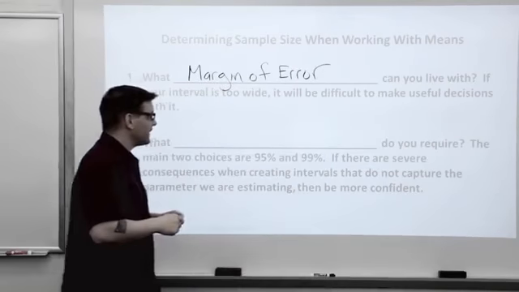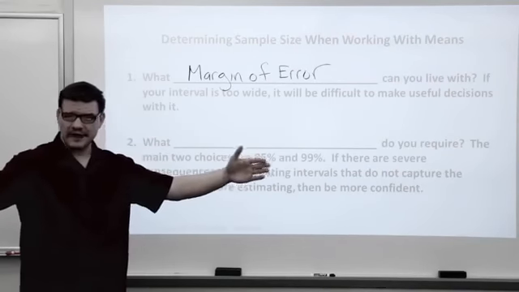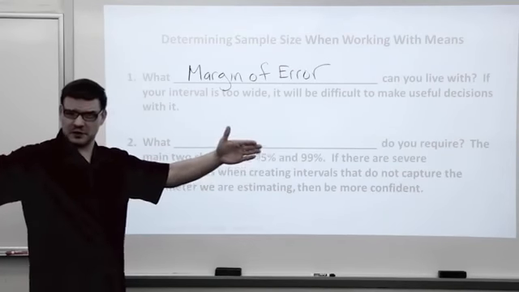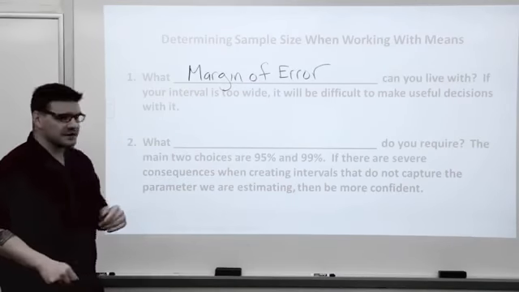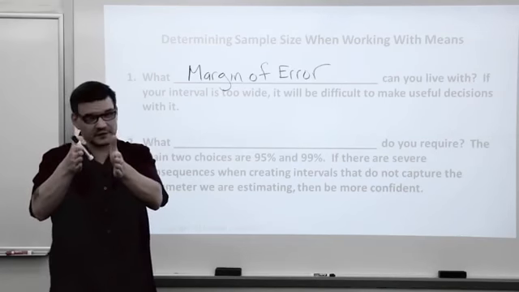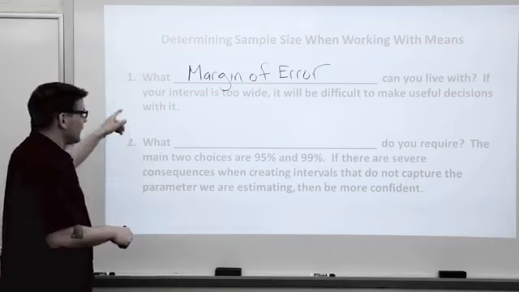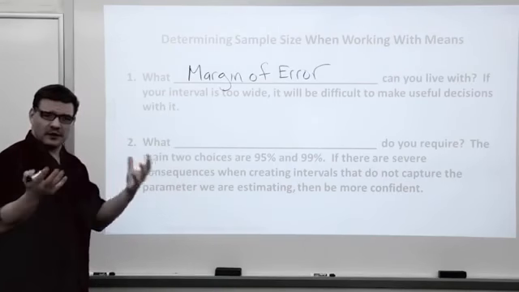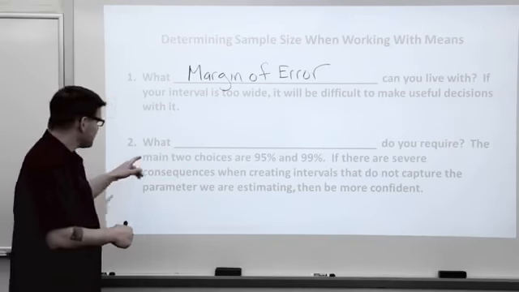Number one, what margin of error can you live with? If your interval is too wide, that'd be a big margin of error, right? Because your interval would be wide. It'll probably be difficult to make useful decisions. On the other hand, if you require a super skinny interval, you're probably going to need more data than you can afford to collect. So it's a balancing act with, what do you want to spend on the project versus what can you live with in terms of the margin of error.